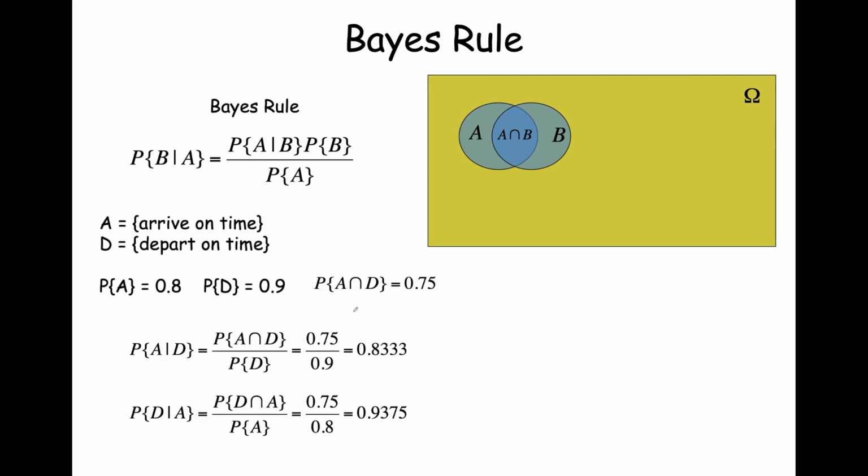So let's now look at the probability that a flight is going to arrive on time given that it departed on time. That's the probability of A and D over the probability of D. A and D in the numerator is 0.75. The probability of D, departing on time, is 0.9. That's 0.8333, or 83.33%. The probability of departure given that it arrived on time: the probability of D and A, depart and arrive on time, is commutative. So that's 0.75 in the numerator divided by the probability of arrival on time, P of A, which is 0.8 as defined. That's 0.9375, or 93.75%.